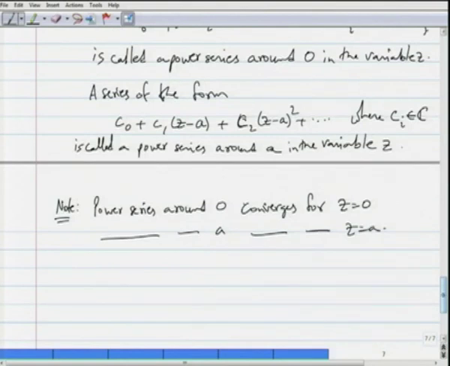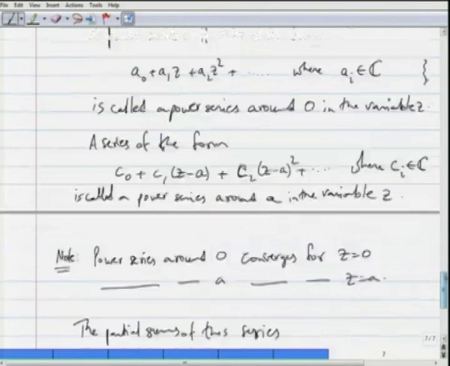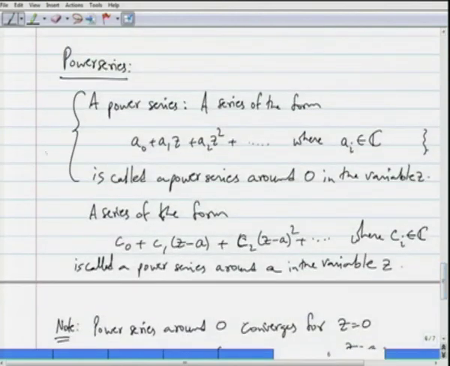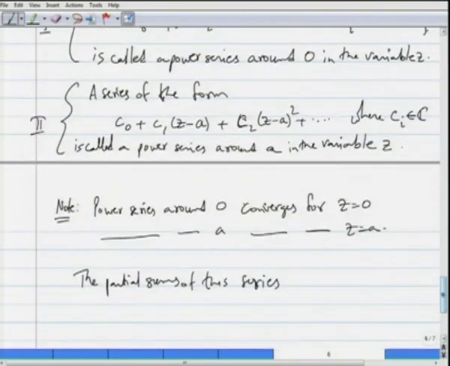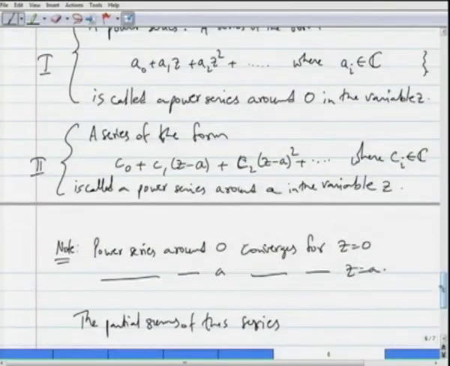So, firstly, notice the partial sums of this series. So, first let me call this series of type 1 and type 2. I have to keep going back to these two types. So, I will talk about type 1 series, power series, and similar statements hold for type 2 series.